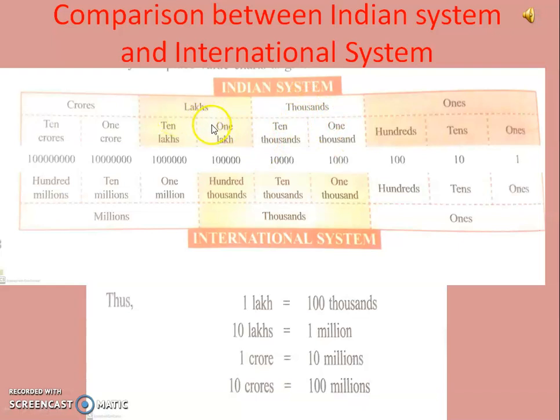In lakhs we have 1 lakh and 10 lakhs. And in crores we have 1 crore and 10 crores. So these are the differences. So by comparing these two tables, we can have the conclusion: 1 lakh is equal to 100,000 and 10 lakhs is equal to 1 million. 1 crore is equal to 10 million and 10 crores is equal to 100 million.